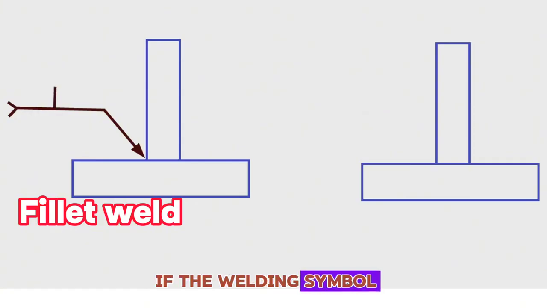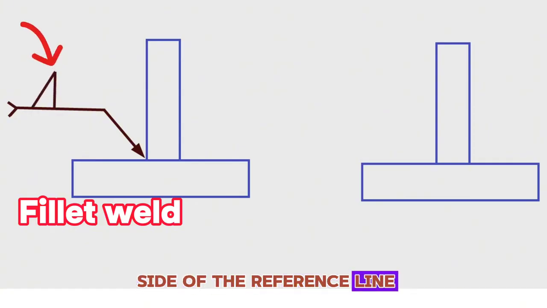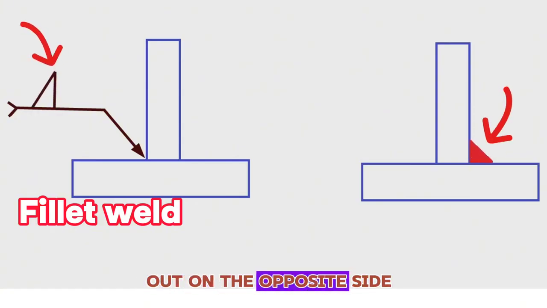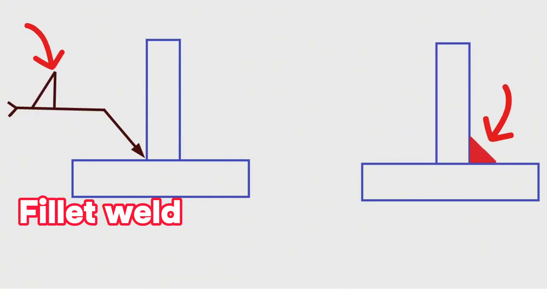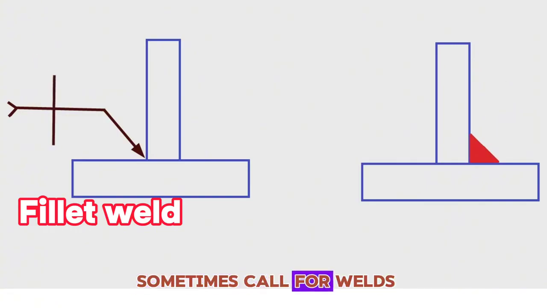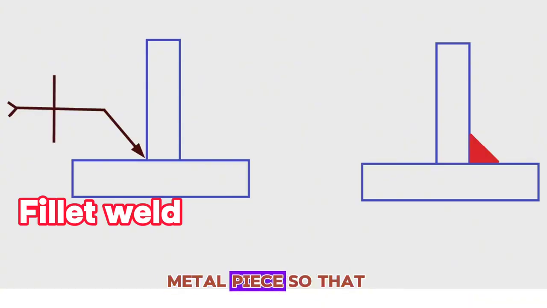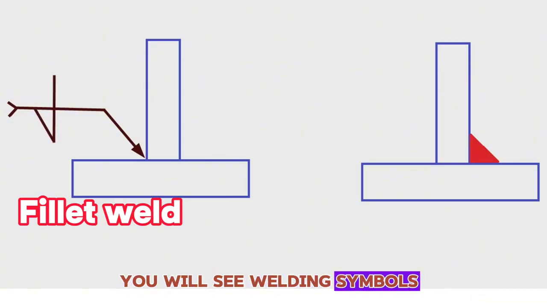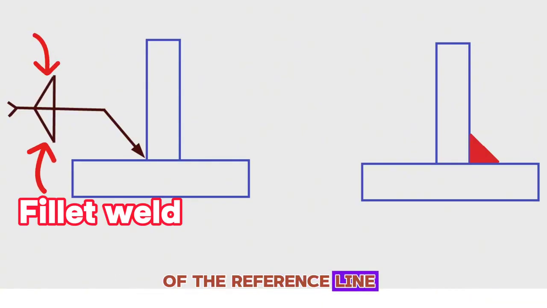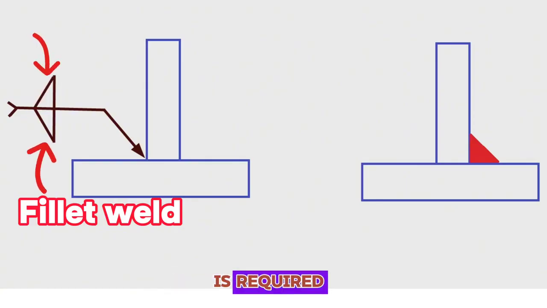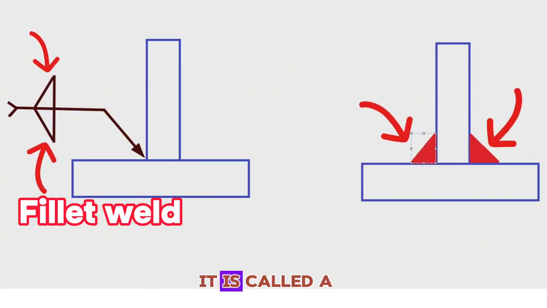If the welding symbol is showing above the reference line, the weld is carried out on the opposite side, the far side of the joint. Engineering drawings sometimes call for welds on both sides of the weld metal piece, so you will see welding symbols written on both sides of the reference line. When a fillet weld is required on both sides of the reference line, it is called a double fillet weld.